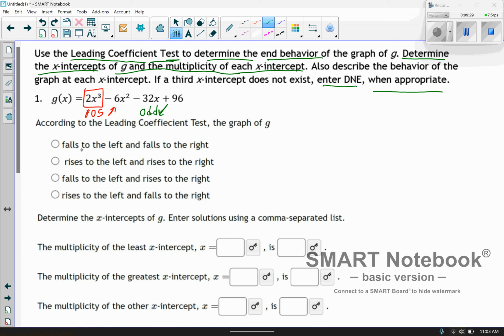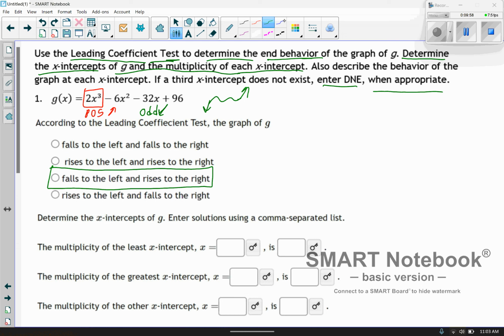Let me give it a little sketch. So there's going to be some ups and downs. We're going to go up to the right, down to the left. So falls to the left and falls to the right. Nope, it's going to rise to the right. So let's see, falls to the left, rises to the right. So there we go. This is the one we're looking for right there. And so that was determined by the leading coefficient test. Because it was positive, we go up to the right. Because the power was odd, we go down to the left.